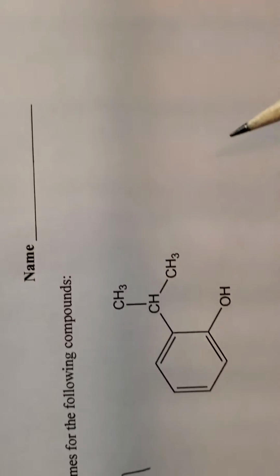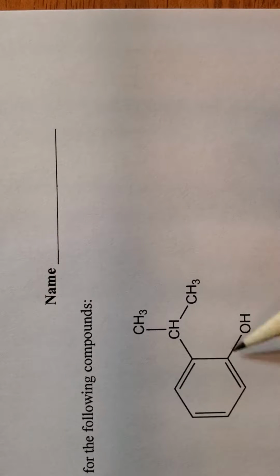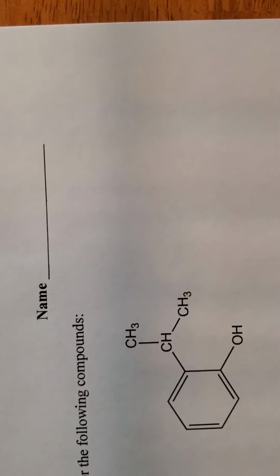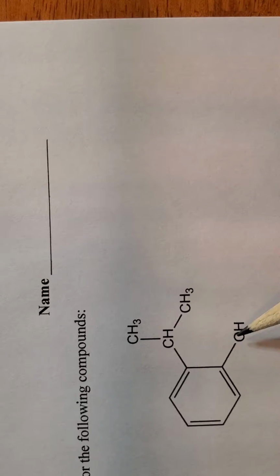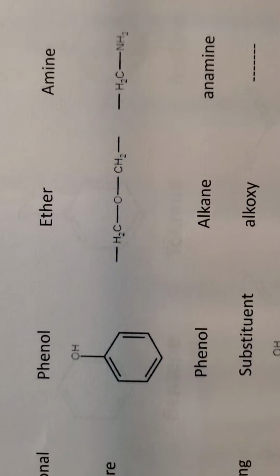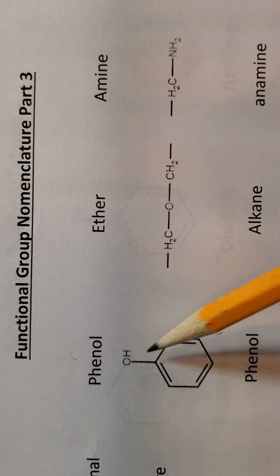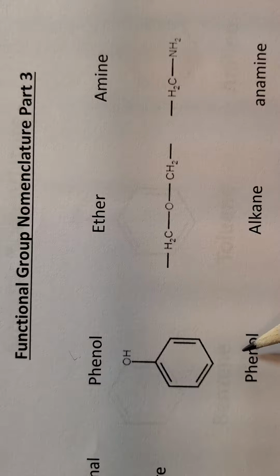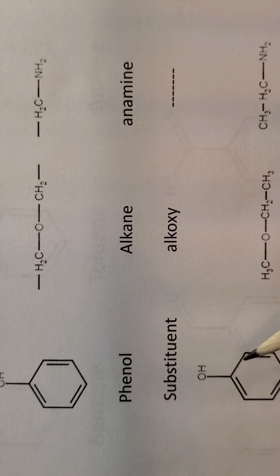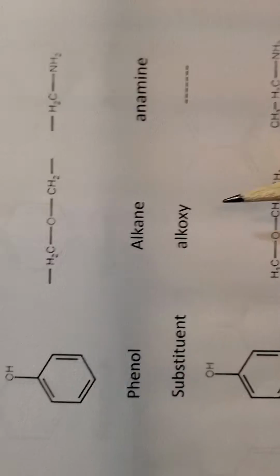Okay, so let's do this one. Now, it has an OH, but it's a special OH because it's bonded to an aromatic ring. So we're going to look this up on our cheat sheet, and we find out that this is a phenol. It's an OH bonded to an aromatic ring. It's going to end as phenol. Here's an example, 4-ethylphenol.